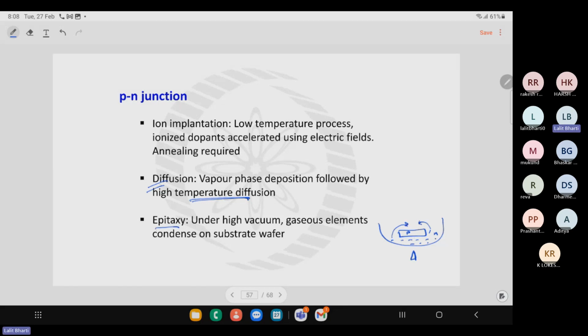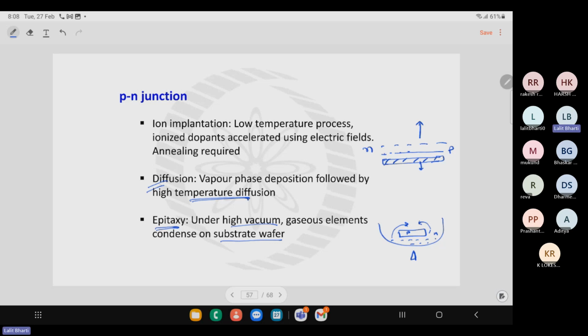The epitaxy means layer by layer. Let's say you have this substrate, you make a layer of P-type material, then you make a layer of N-type material. Epitaxy means growing in one direction of the substrate. That is called the epitaxy. So under high vacuum, gaseous elements condense at the substrate wafer. So this is a substrate wafer, and different elements are deposited on the wafer.